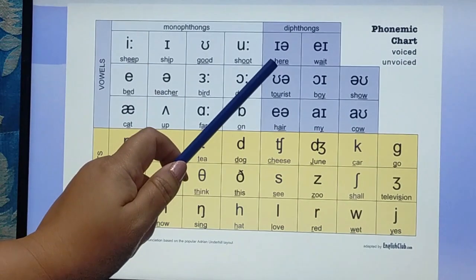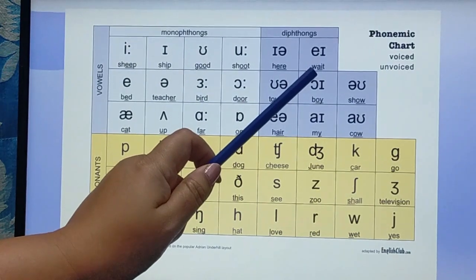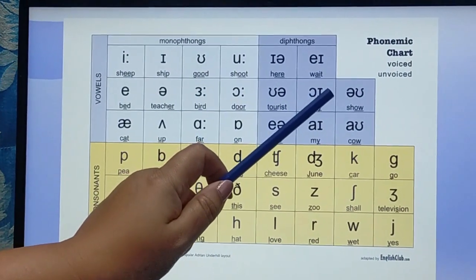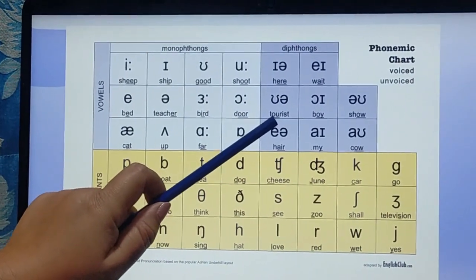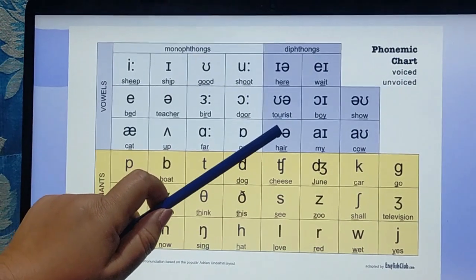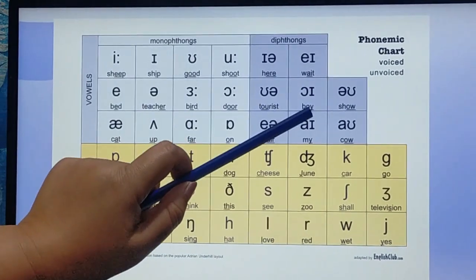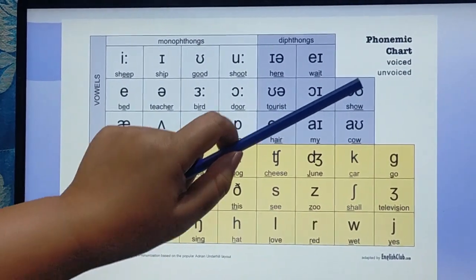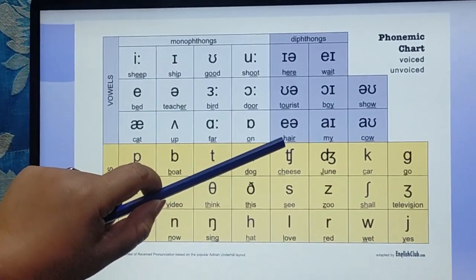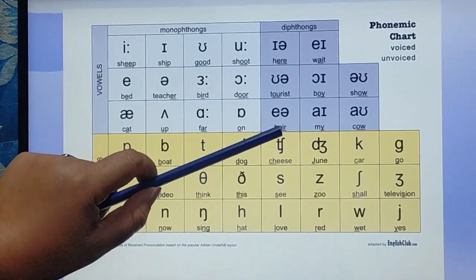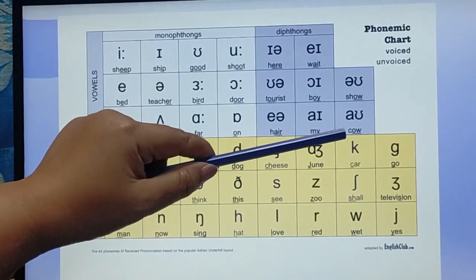So ia as in here, ei as in wait, ua as in tour. So tour, it's a tour, and it's a tourist. Oi as in boy, o as in show, air as in hair, but we normally say hair, which is completely wrong. I as in my, ow as in cow.